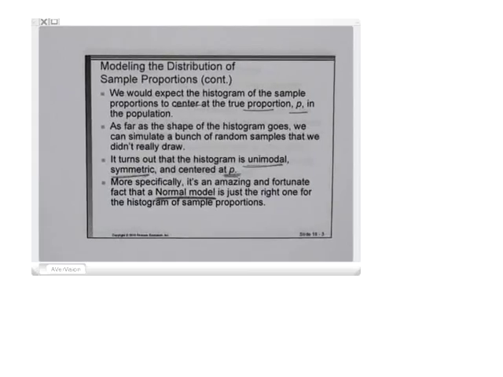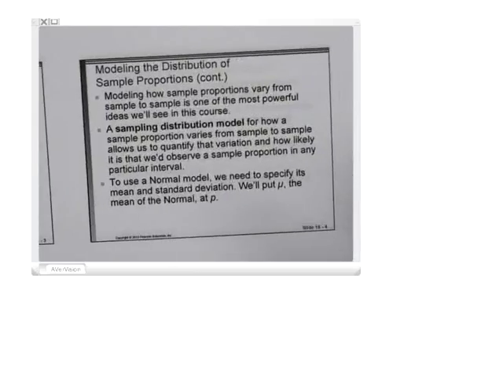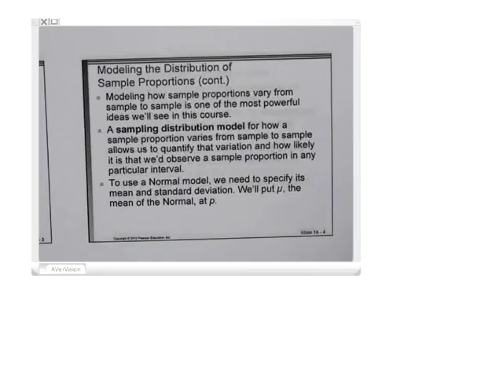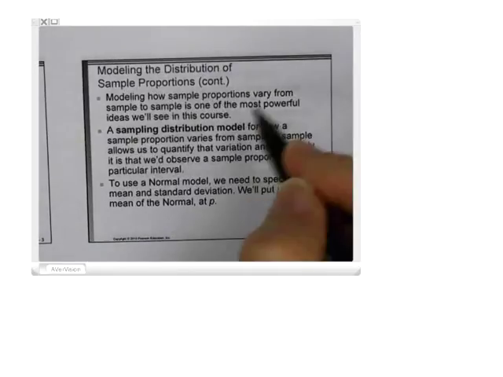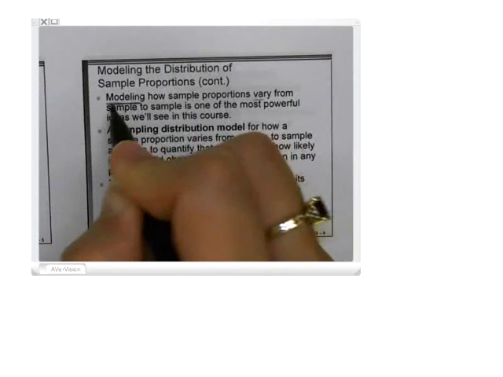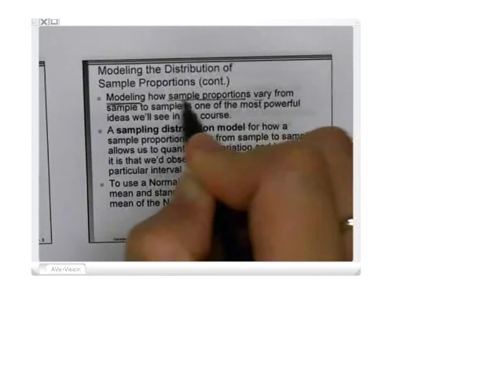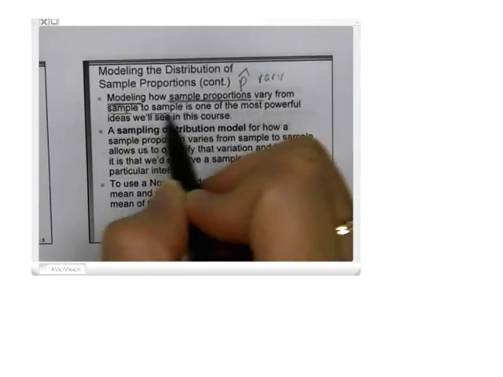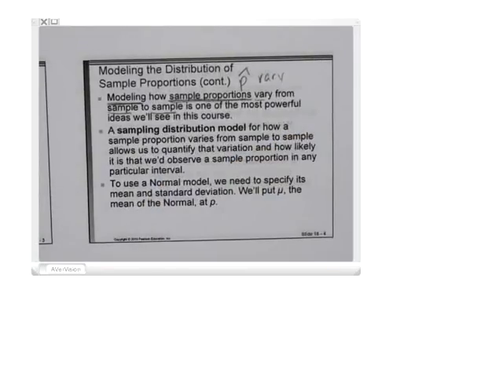And that's a really awesome fact because that's what we use for the rest of the book, that we can use the normal model for all of these sample proportions, the sampling distribution. Modeling how sample proportions vary from sample to sample. This is an important concept. We are modeling how the sample proportions, how all those p-hats vary from sample to sample. Kind of keep repeating that in your head. It is one of the most powerful ideas we'll see in this course.